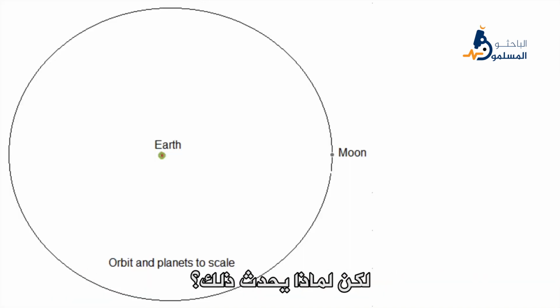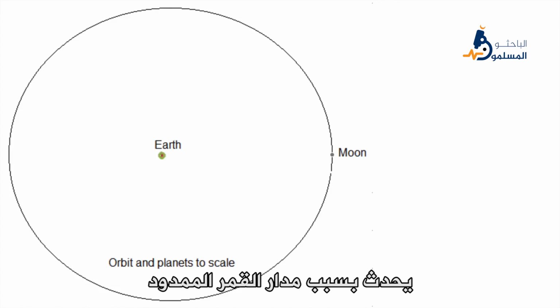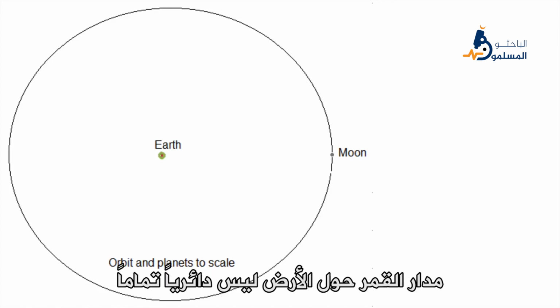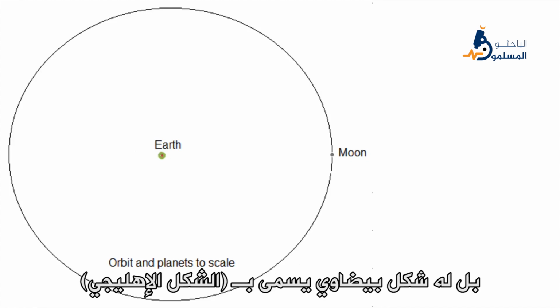Why does this happen though? It is because of the moon's elongated orbit. The moon's orbit isn't a perfect circle. It is an off-centered oval called an ellipse.